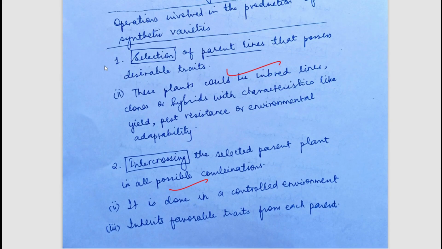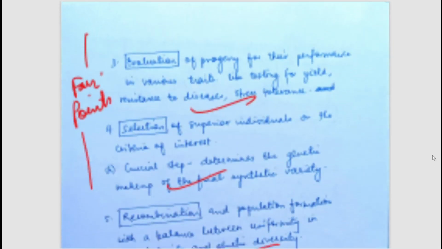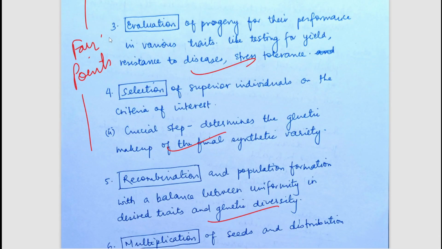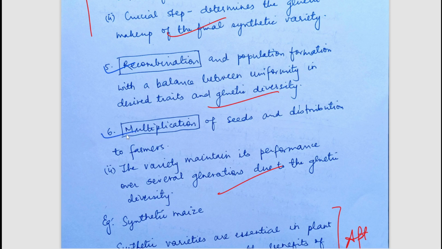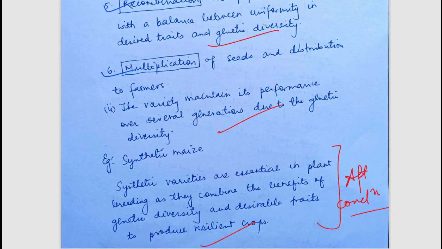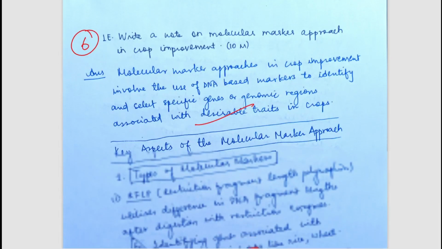These operations are, first of all we will select, then we will intercross. If you want to read the answers, you can simply pause the video and read it. Then we will evaluate, then we will again select, recombination should be done, then multiplication is done. So very well written answer. All the basic and needed things in the answer have been covered. Now let's move to the next question.